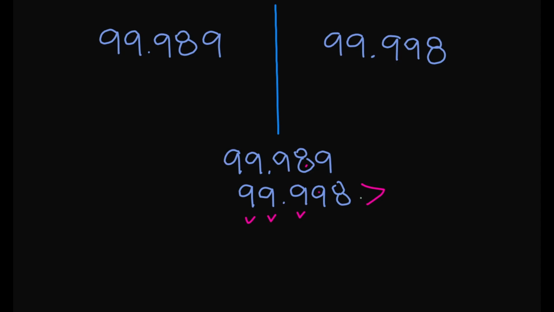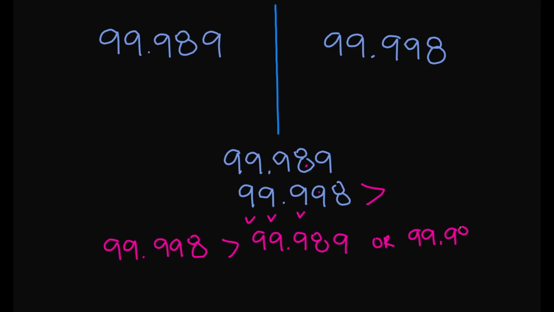99.998 is greater than 99.989. So 99.998 is greater than 99.989. Or don't forget, you can use 99.989 is less than 99.998.